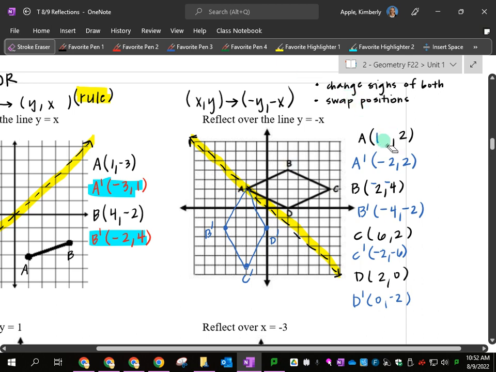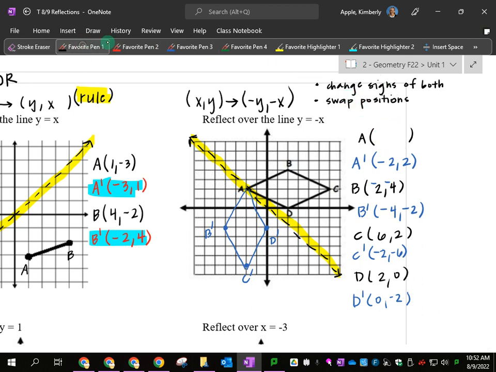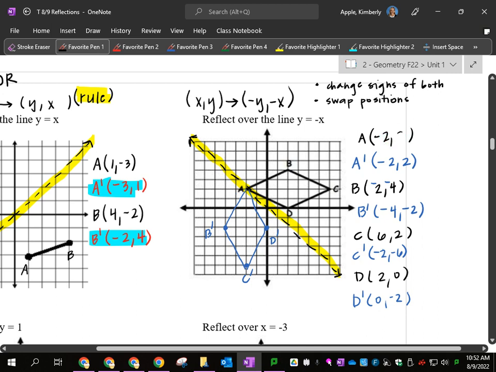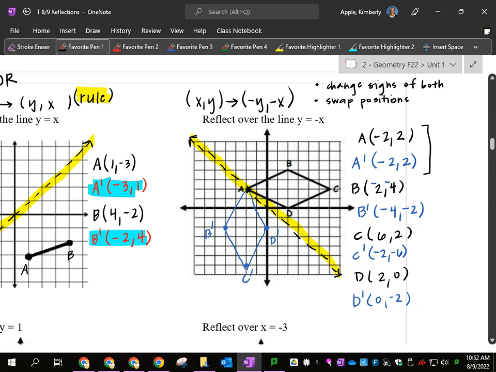Let me show you something. Look at A and A prime. Did it actually change after I did all that? No. Anytime it's on the line of reflection, it won't do that. Notice how it's on that line? It won't change. And that's normal, okay? So if that happens, it's fine. But see how, if I were to fold that piece of paper on that yellow line, those two diamonds would be right on top of each other.